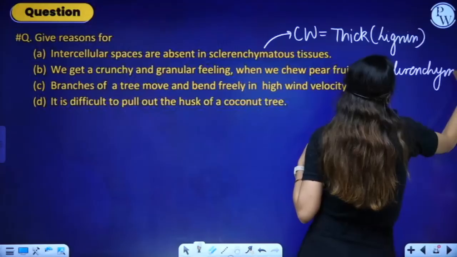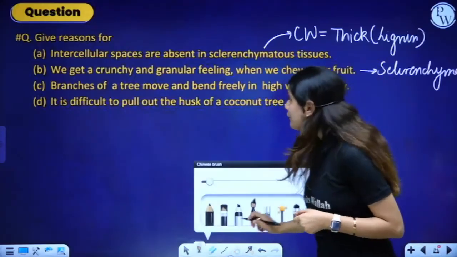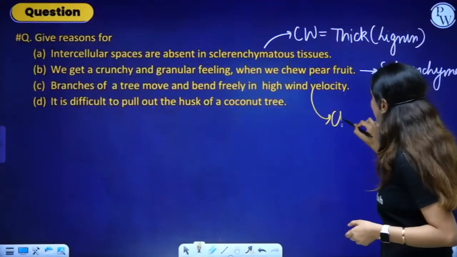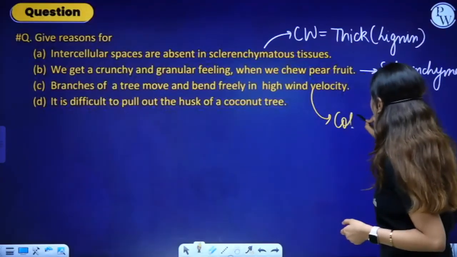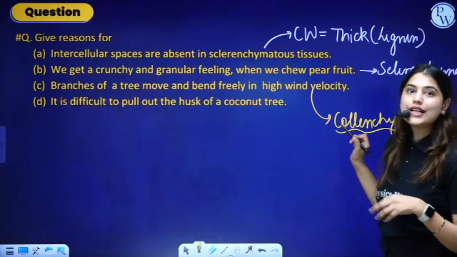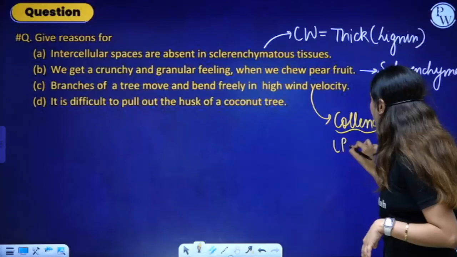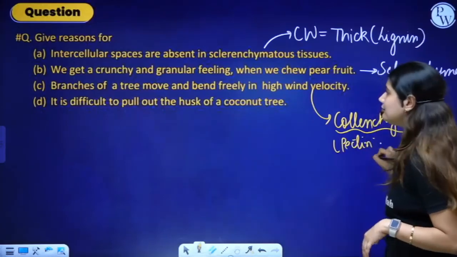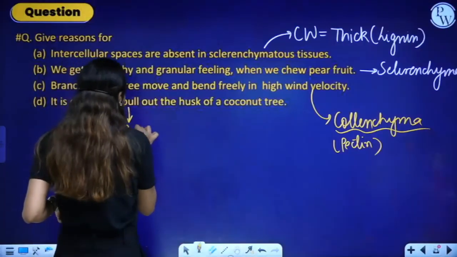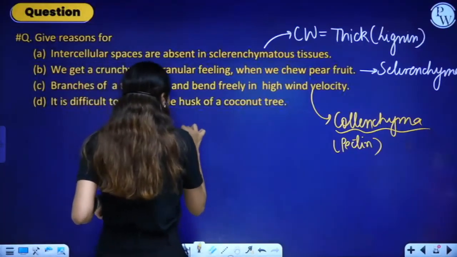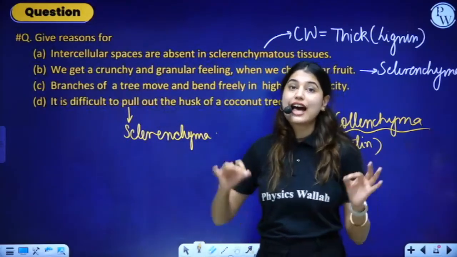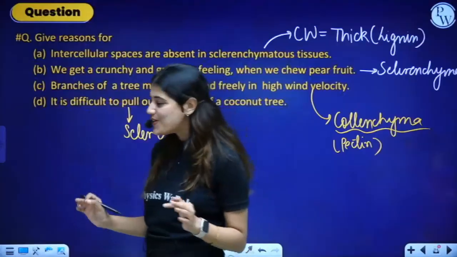Sclerenchyma. Next question. Branches of a tree move and bend. Yes, bending was there because of collenchyma. And why does collenchyma show flexibility? This is because of pectin. And we have seen the husk of coconut tree is made up of sclerenchyma. Guys, you saw how easily you were able to answer if you have studied in today's class, if you have made your proper notes.